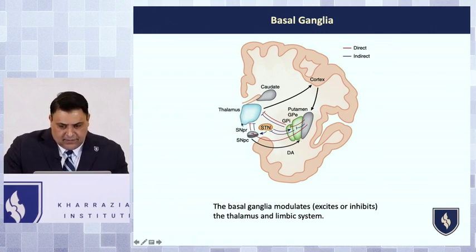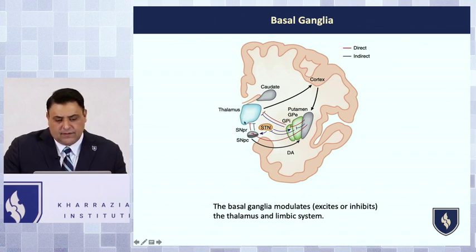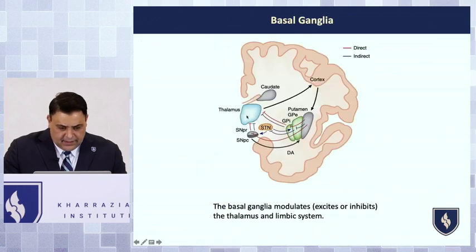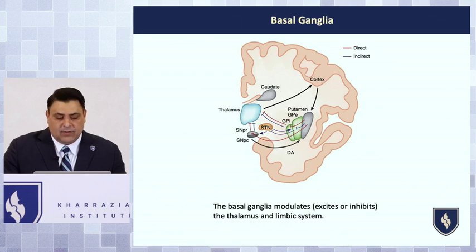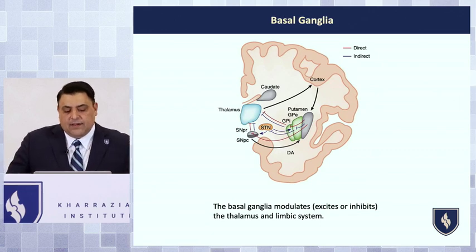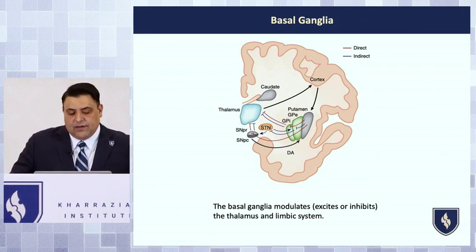And right here, you'll see the thalamus. Remember, all the input we have goes directly into the thalamus. Here you can see an illustration: auditory, visual, proprioception, taste, olfaction, muscle spindle movement, and vestibular input that goes into the cerebellum. They all eventually hit the thalamus, and the thalamus activates all the different regions of the cortex. Well, the basal ganglia has pathways that inhibit the thalamus and also excite the thalamus. The basal ganglia has what's called the direct pathway and an indirect pathway. The direct pathway increases activation to the thalamus, and the indirect pathway inhibits activation of the thalamus.